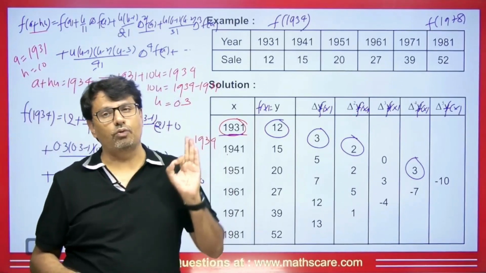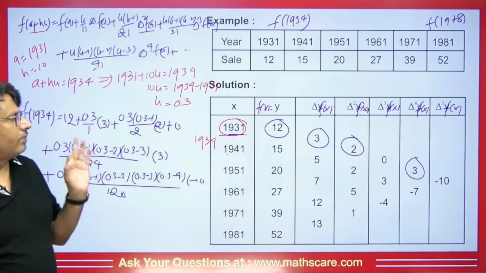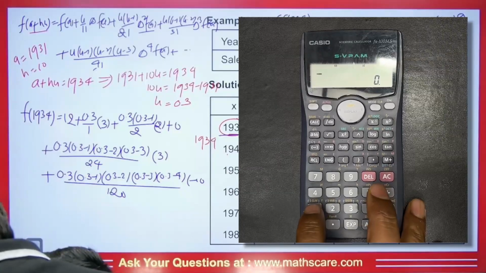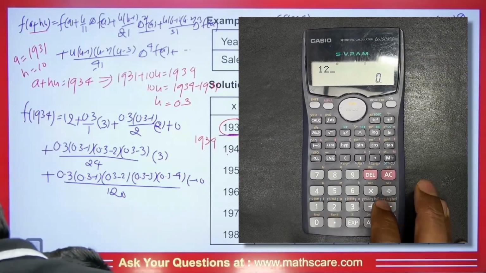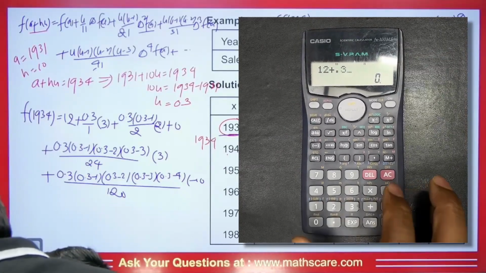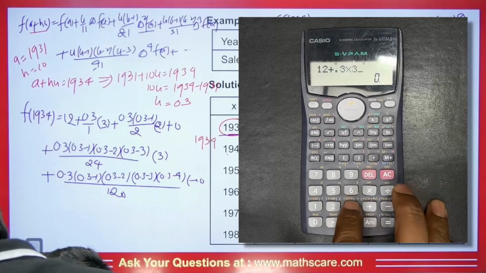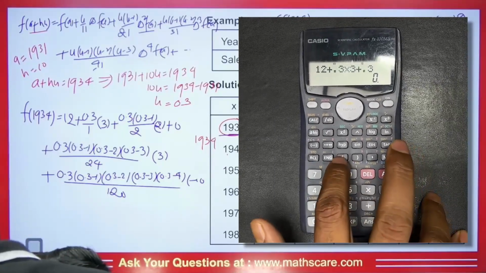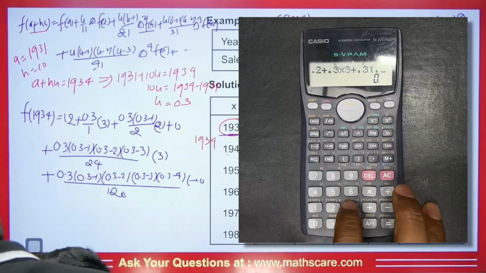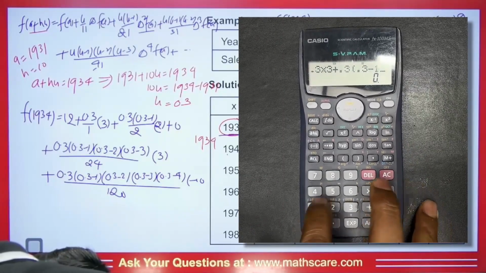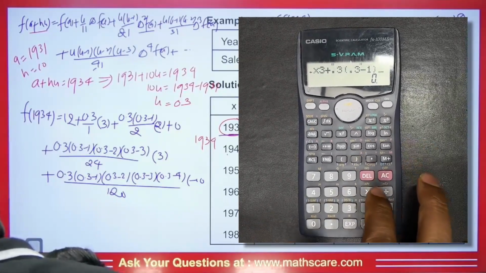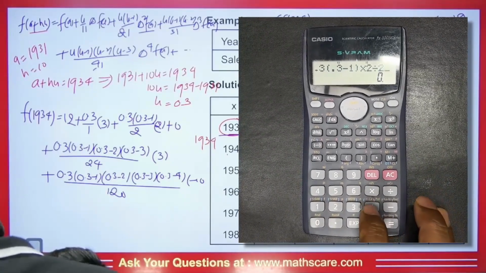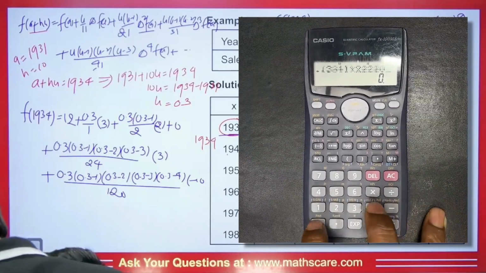Now I will teach you how to use the calculator. So students, how to use a calculator? For example, we have to find the value. Here it is first given 12 plus we have 0.3 into, here it's given 3. So let's do this. Plus, then we have here, students, 0.3 into bracket, here we have 0.3 minus 1, bracket closed, into, here it's coming 2, divided by 2. Then after that plus 0 is not relevant, plus next take the next term.